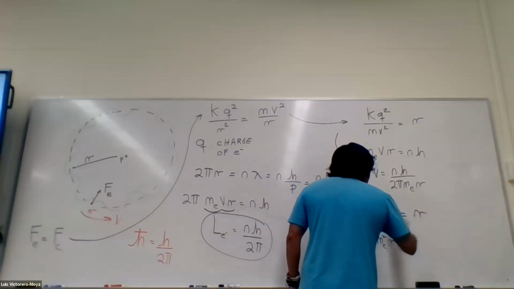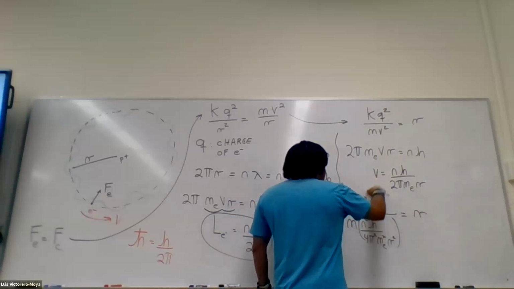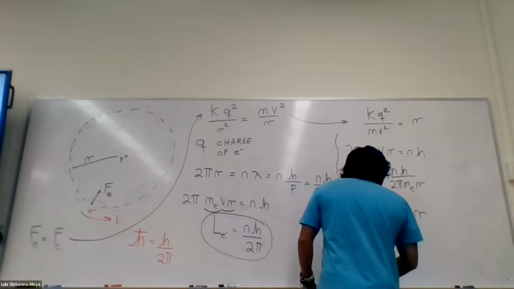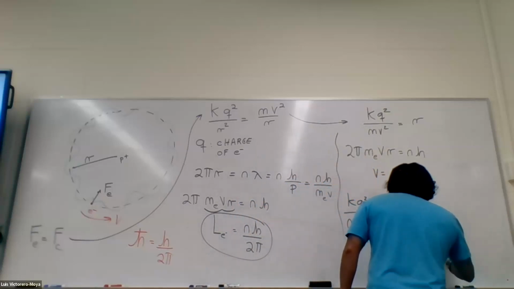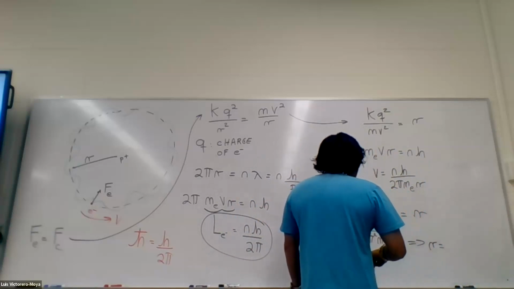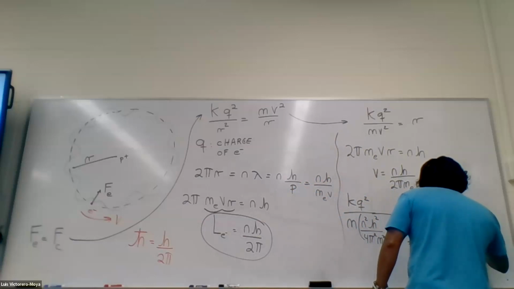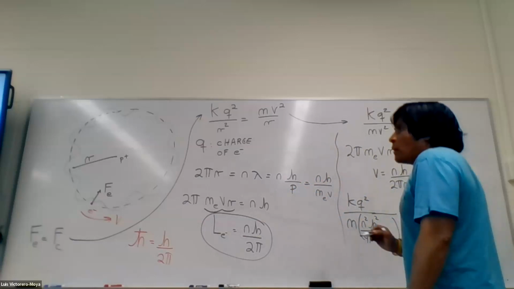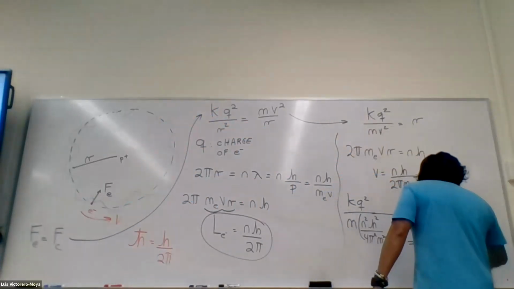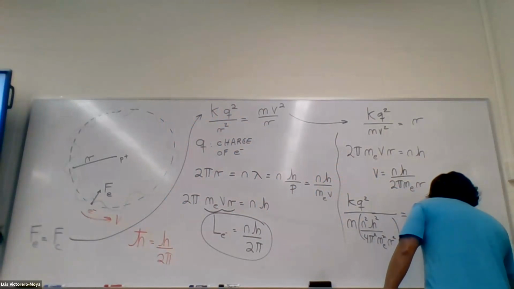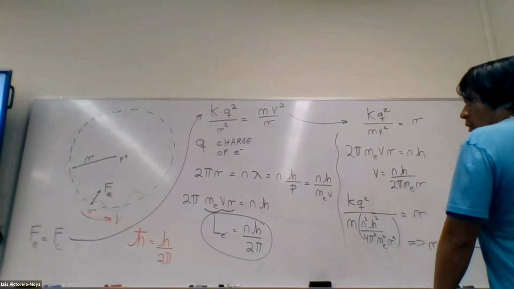all equals the radius. So what you will have is, you will go at the top, this will go over there, and you will have r equals n squared, h squared over 4 pi squared, m, k q squared.